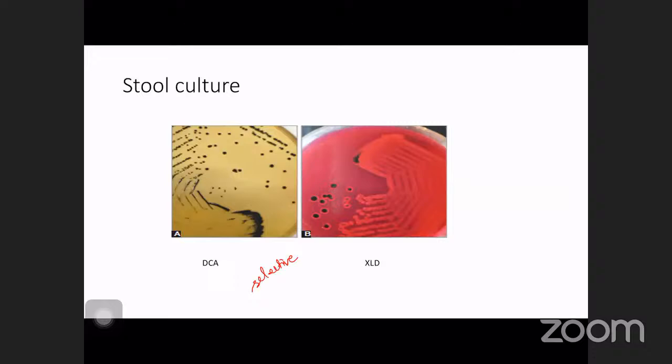The first one is deoxycholate citrate agar. You are seeing some pale colonies, and along with it there are some with a black center. So why do we get this black center? We have iron in this medium, and this iron will react with the hydrogen sulfide produced by the organism to produce black color. And the same in XLD agar: here also it contains iron, and this iron will react with the hydrogen sulfide produced by the organism to produce this black color.